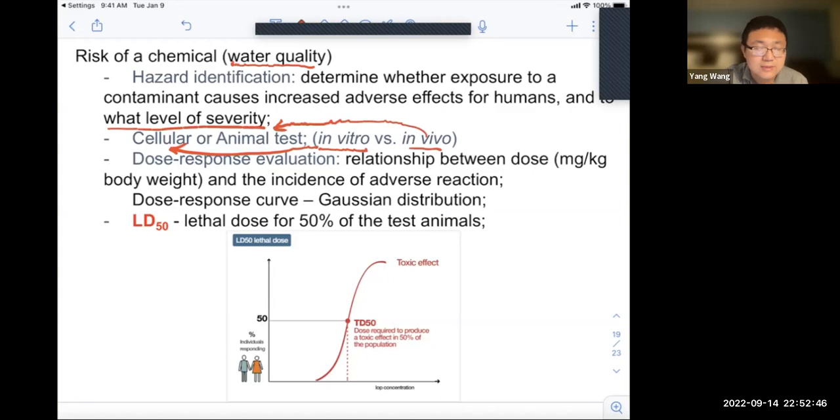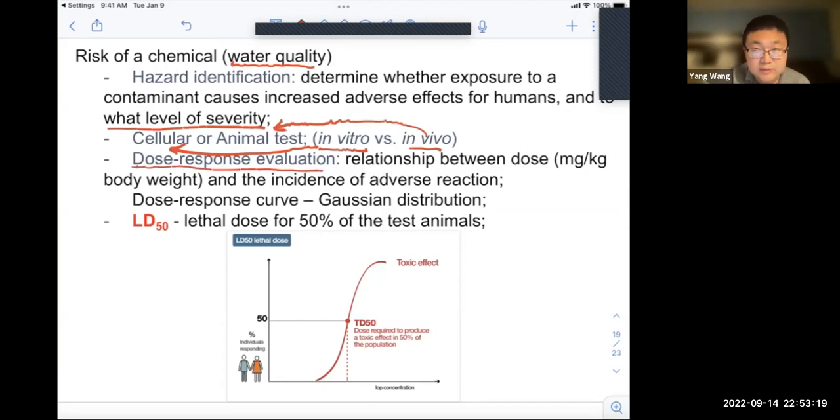And you could also use live animals, for example rats or rabbits, to do these lab studies. Right now there's a stronger push to conduct more studies on cells because of humanity issues. We don't want to kill too many animals just to see whether a chemical is toxic or not. But from these studies, people can establish the dose-response evaluation, or dose-response relationship.